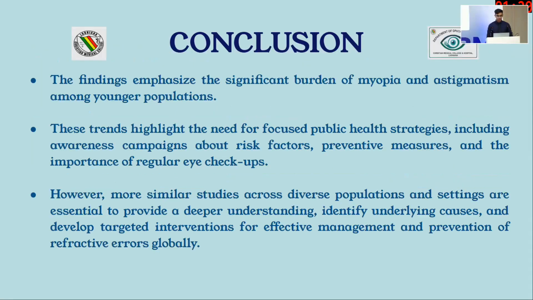refractive errors. Conclusion. The findings emphasize the significant burden of myopia and astigmatism among the younger population. These trends highlight the need for focused public health strategies, including awareness campaigns about risk factors, preventive measures, and the importance of regular eye checkups. However, more similar studies across diverse populations and settings are essential to provide a deeper understanding, identify underlying causes, and develop targeted interventions for effective management and prevention of refractive errors globally.